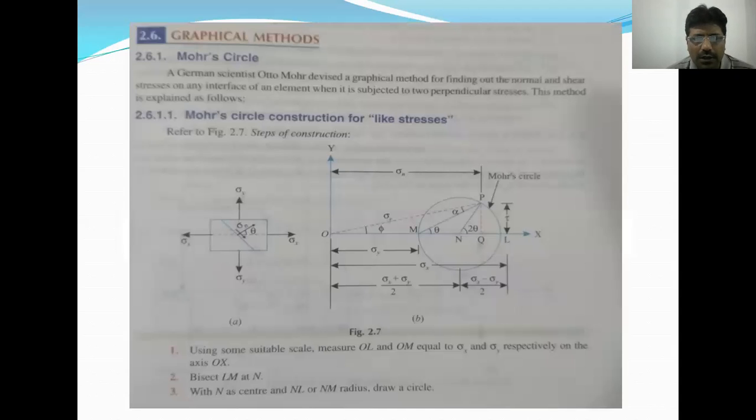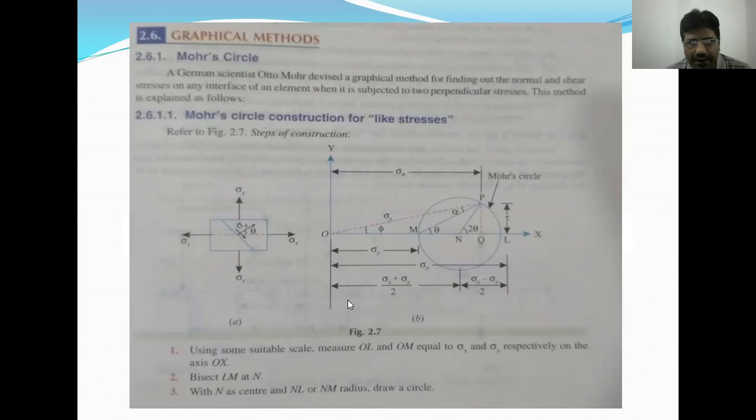So how is this graphical method drawn, why is it called so, and how will we find shear stresses and principal stresses? Basically, the Mohr circle is a graphical method that was given by a German scientist named Otto Mohr. That's why this method is named after him, and it is used to find the principal planes, the principal stresses, the shear stresses, and at the same time the angle of obliquity of the plane.